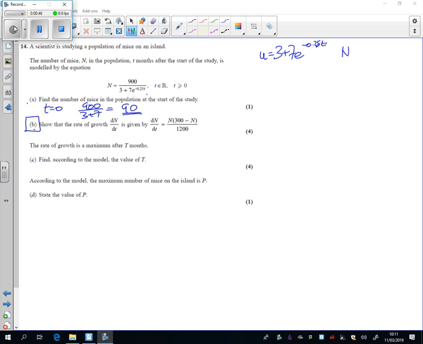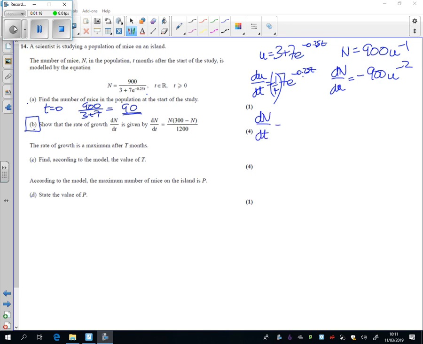And that means n is equal to 900 u to the power of minus 1. I'm going to differentiate each bit. The 3 disappears, so I've got 7e to the minus 0.25t, and I've also got to times by that minus a quarter there. I've also got dn by du here, and so this is minus 900 u to the power of minus 2. So putting those two things together, and I'm not going to do any multiplying out here, we're just going to try and see what we've got.